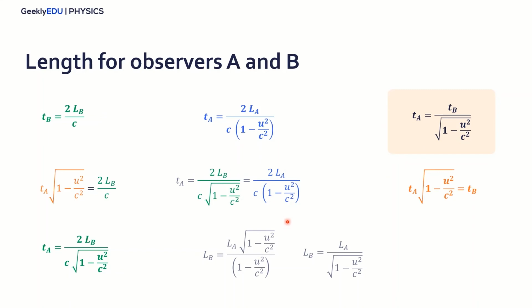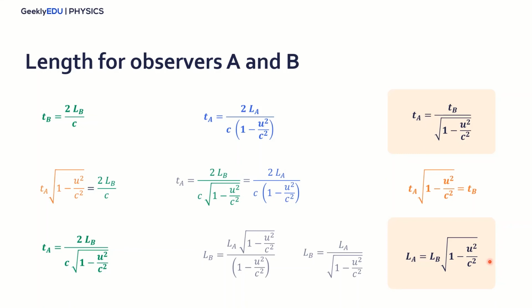I can divide everything by the square root of 1 minus u squared over c squared. Actually, I'm factoring this part here, and I get this equation, LB equals LA over the square root of 1 minus u squared over c squared. So LA equals LB times this thing here, the square root of 1 minus u squared over c squared.